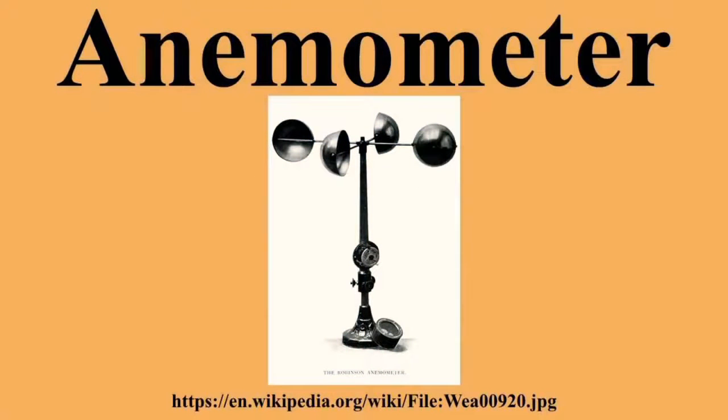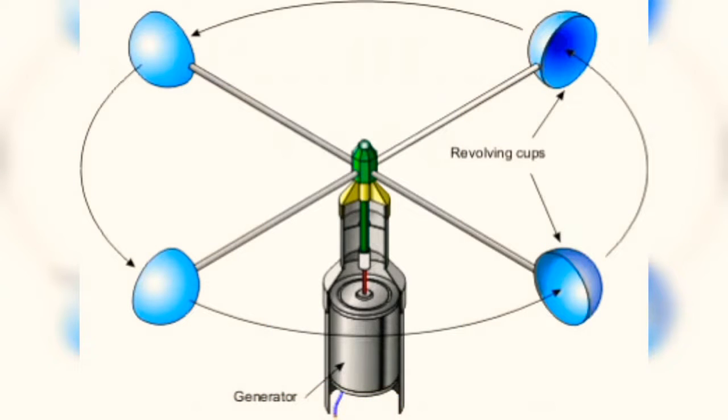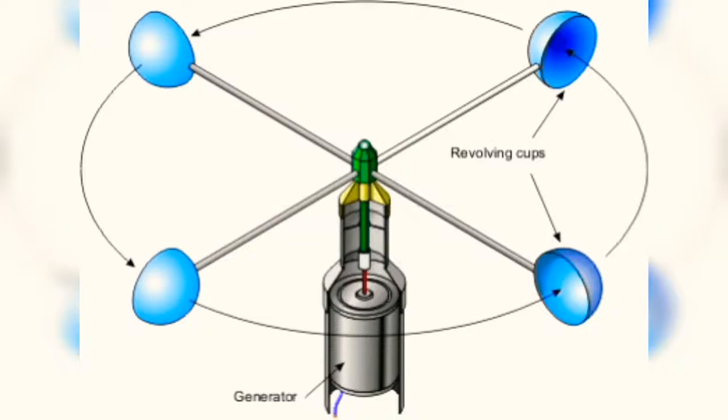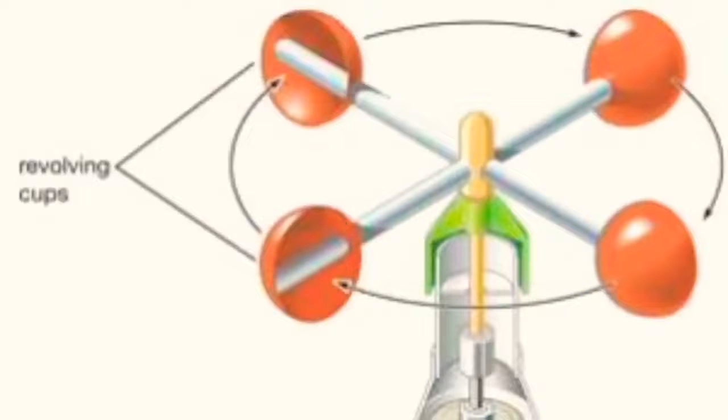The speed of the wind may be fast or slow. Sometimes it blows gently, but at other times it blows fast. An anemometer measures wind speed. There are four cups mounted on arms attached to a rotating shaft. The cups turn around as they are pushed by the wind. As the wind blows faster, the cups turn faster too.